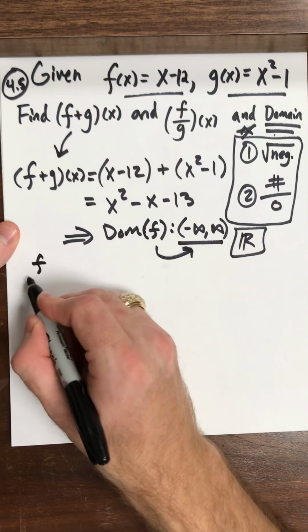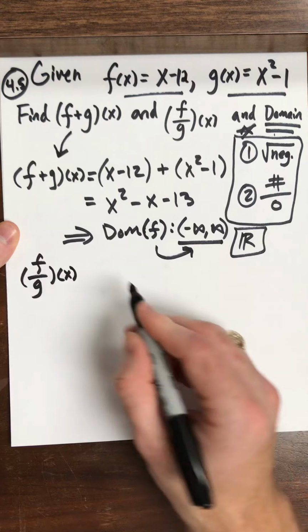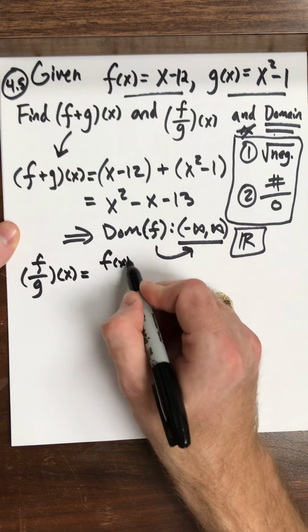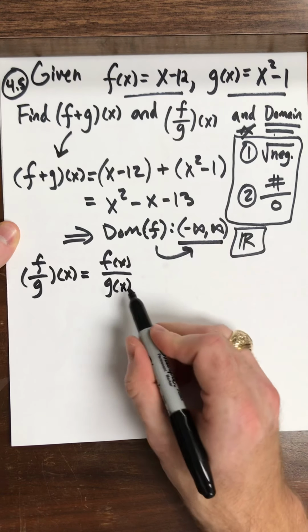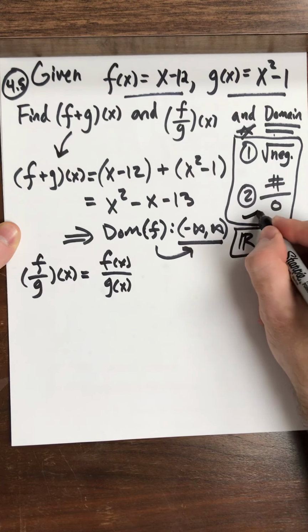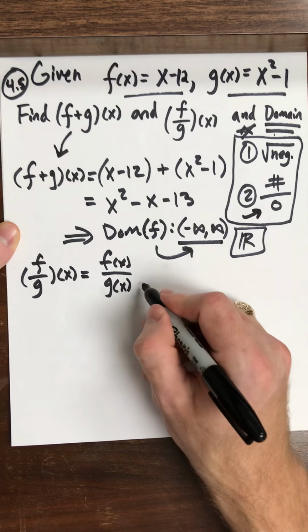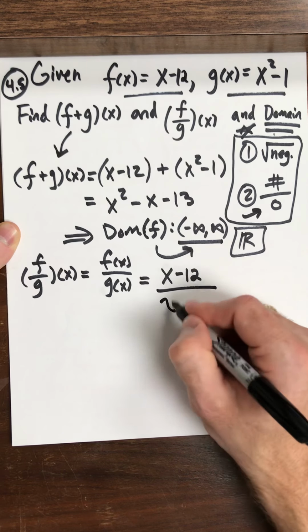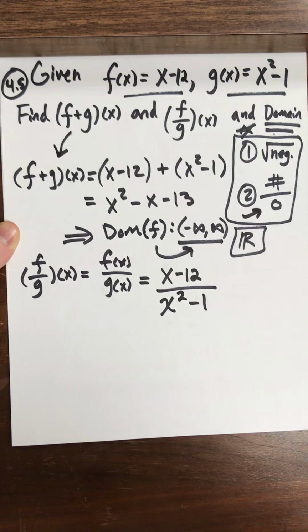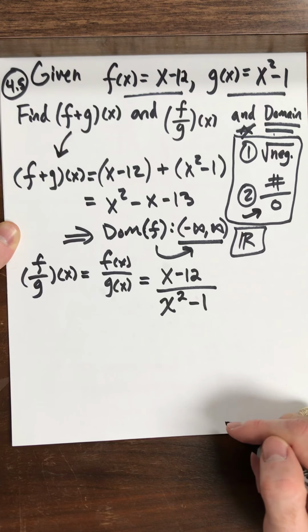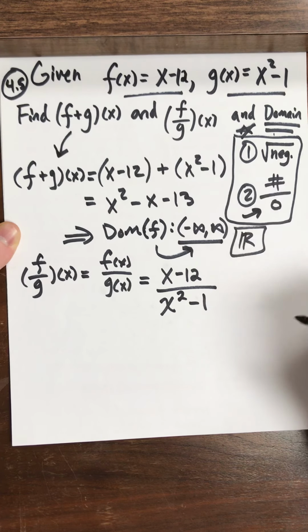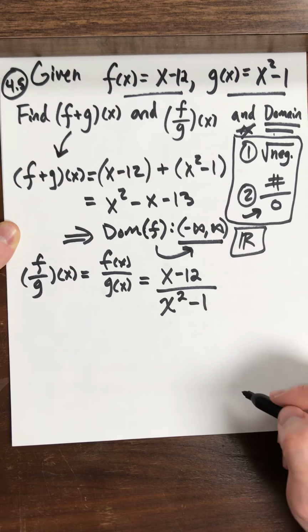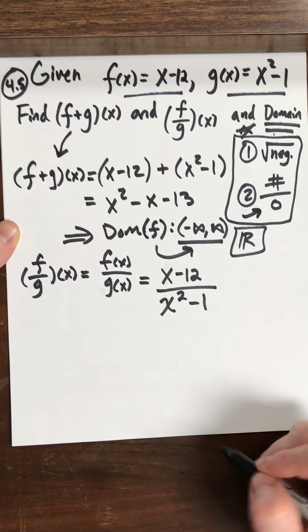Now, the last one is f divided by g. f of x divided by g of x, as long as what? g of x is not 0, because dividing by 0, that's one of our no-nos, okay? So what is this? x minus 12 divided by x squared minus 1, okay? Now, x squared minus 1. If I divide by 0, that's bad. If I take the square root of a negative, that's also bad. I don't see any square roots in here, so I'm okay.